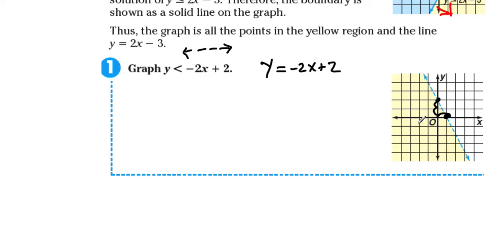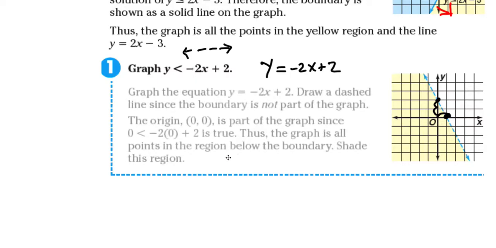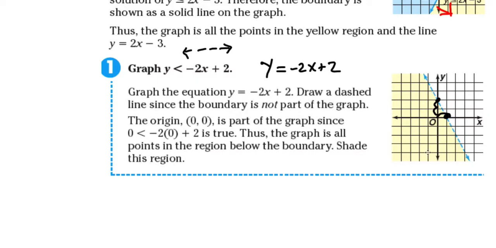Now you can test any point you want on any part of the half plane. You can test 1, 1, you can test 2, 2, any point would do. 0, 0 is the best choice because it's easy to solve. So if we test the point 0, 0, you notice that it will make our inequality true. And once that happens, we shade the left part of our half plane. And this is exactly what we did. So the graph is all the points in the region below the boundary, and we shade that region.